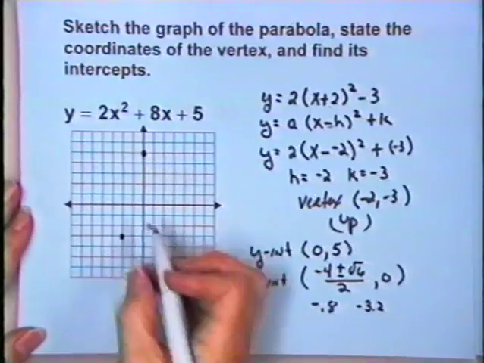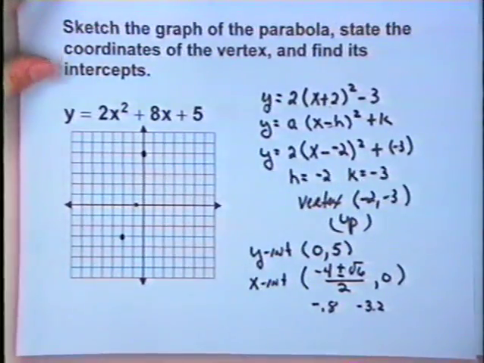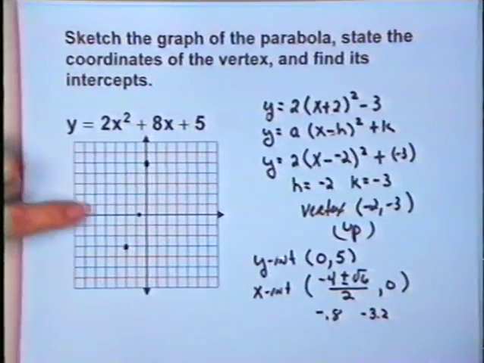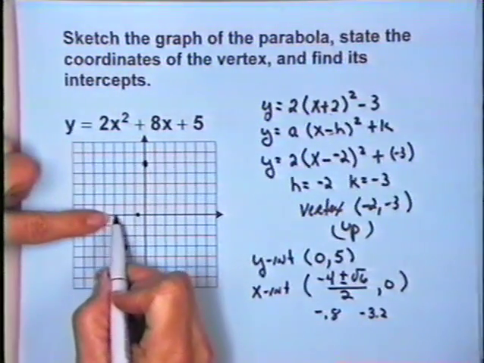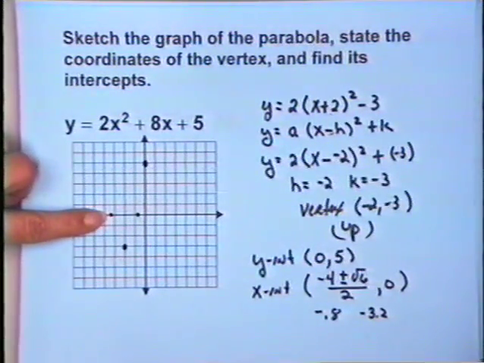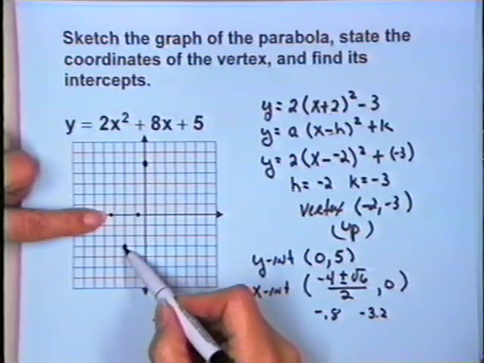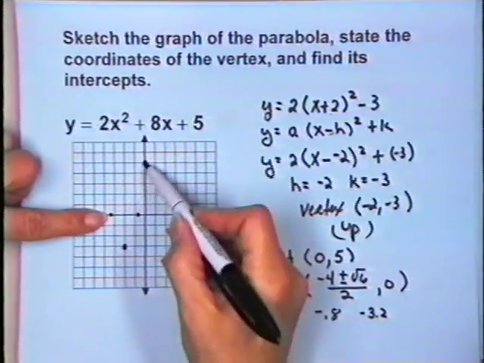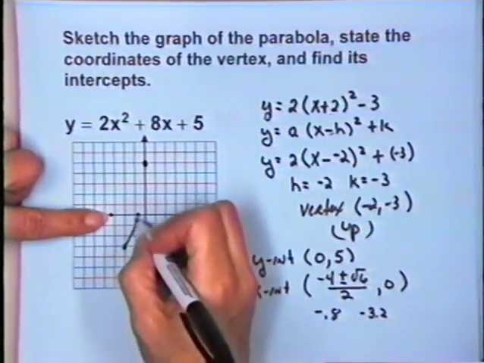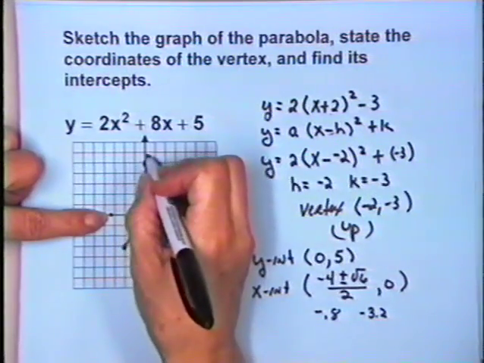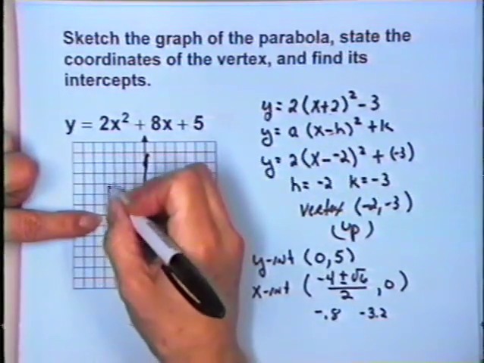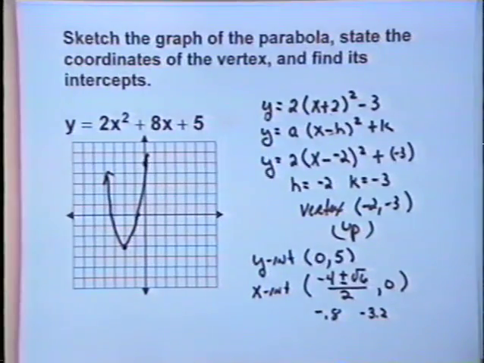Okay, -0.8 is going to be approximately right in there. And -3.2, 1, 2, 3.2 would be about there. And so notice we've got our vertex here, we have our two intercepts here, and we have this intercept up here. So with that information, we can get a quick sketch of our parabola, can't we?